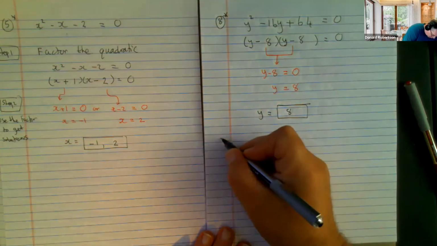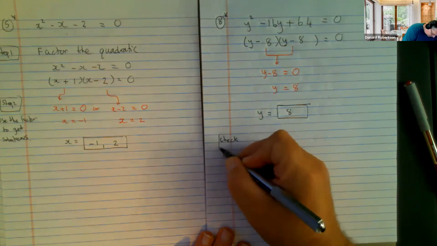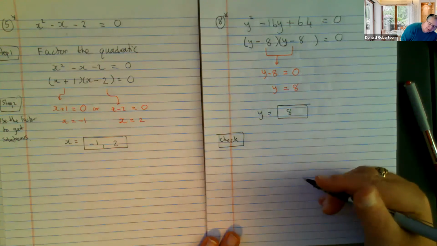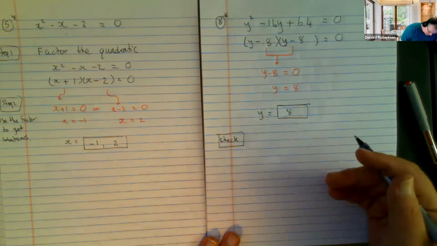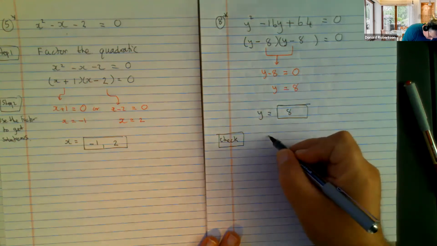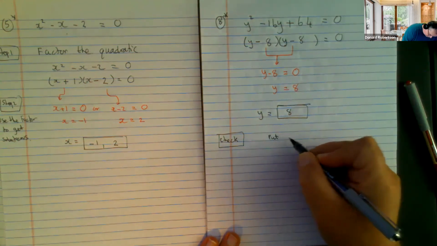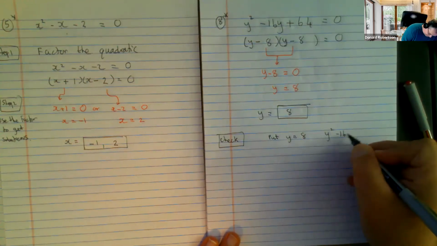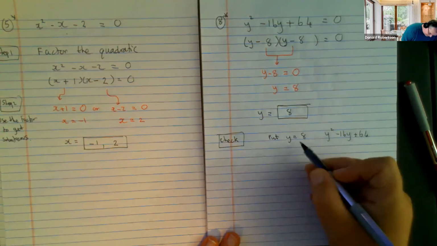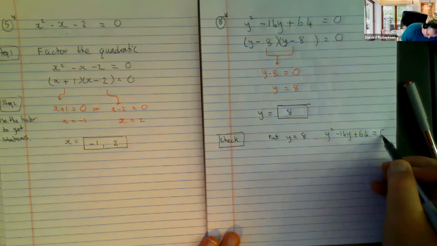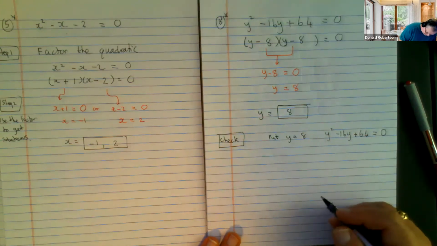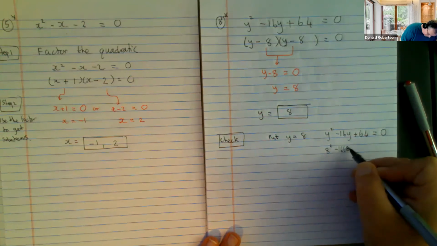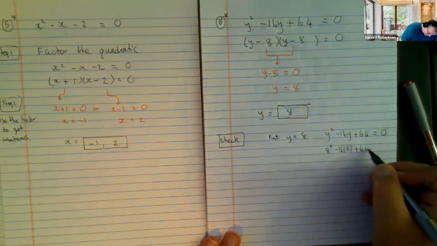Now, let's suppose I would like to check my answers. Obviously, you don't really need to check in WebAssign. It tells you if you're right. But let's suppose it was a test situation and I want to be able to check it anyway. This is what you could do. You substitute y equals 8 into this equation. And if, when you plug it into here, you get the answer 0, you know that you've got the correct solution. So this is going to be 8 squared, take away 16 times 8 plus 64.